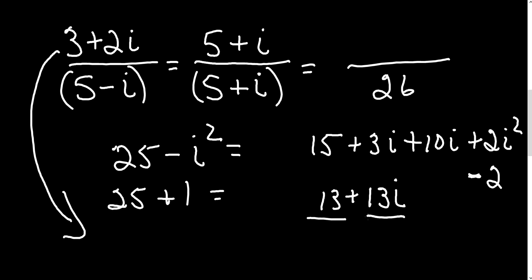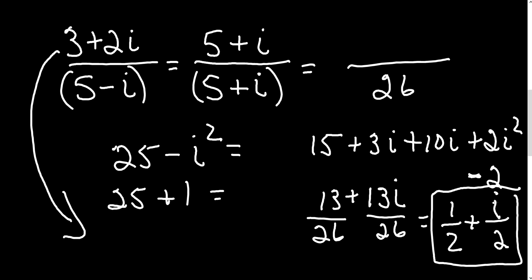If I put each of these over 26, which is this numerator here, 13 over 26 is 1/2, and it's going to be plus i over 2. So there you go. That's an i there, so make sure that's clear, because it could be mistaken for a 1. But there's my answer in the needed form.